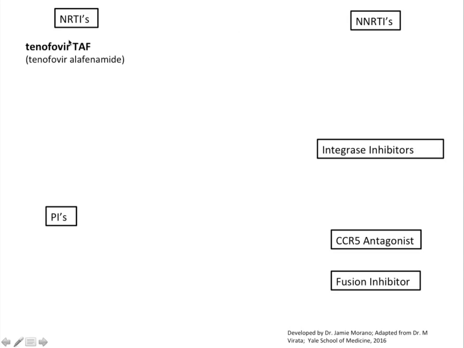For your nukes, you have tenofovir. This is your new tenofovir alafenamide, which is more renal and bone friendly. Basically, you can give lower amounts of the TAF, as we call it now, which is a lot better for the kidneys and bone. The emtricitabine.